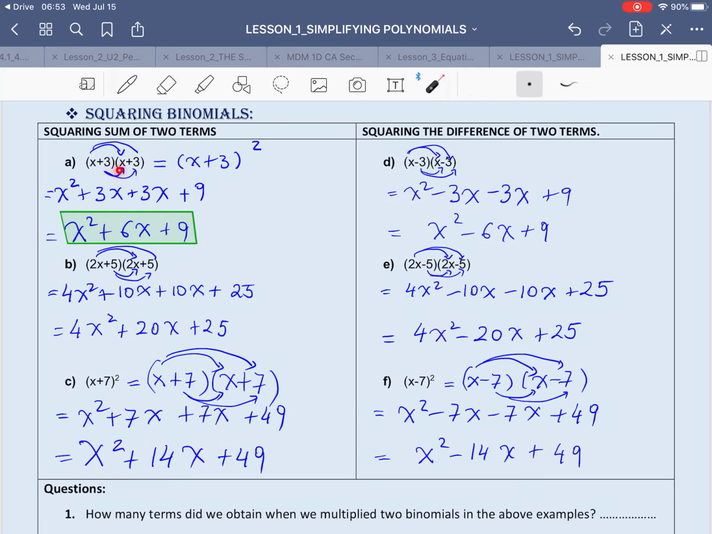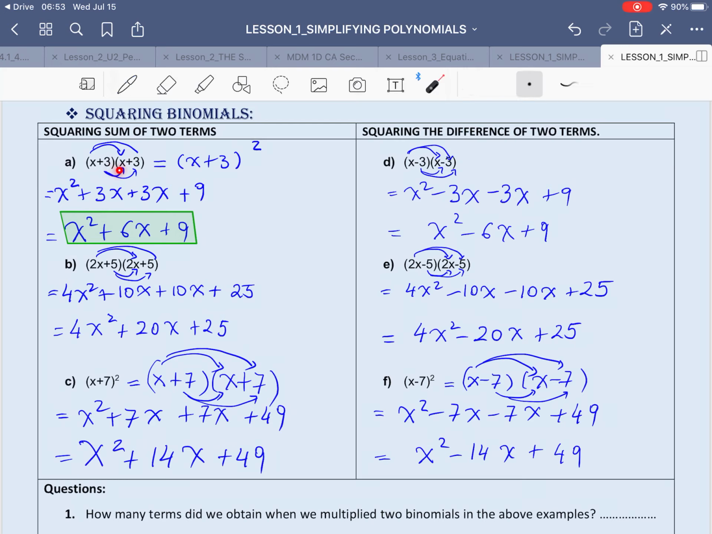If you expand a minus b squared, you have a minus b times a minus b. So that's a squared minus ab minus ba plus b squared. So that's a squared minus 2ab plus b squared. So we are going to use the pattern in order to expand the following.